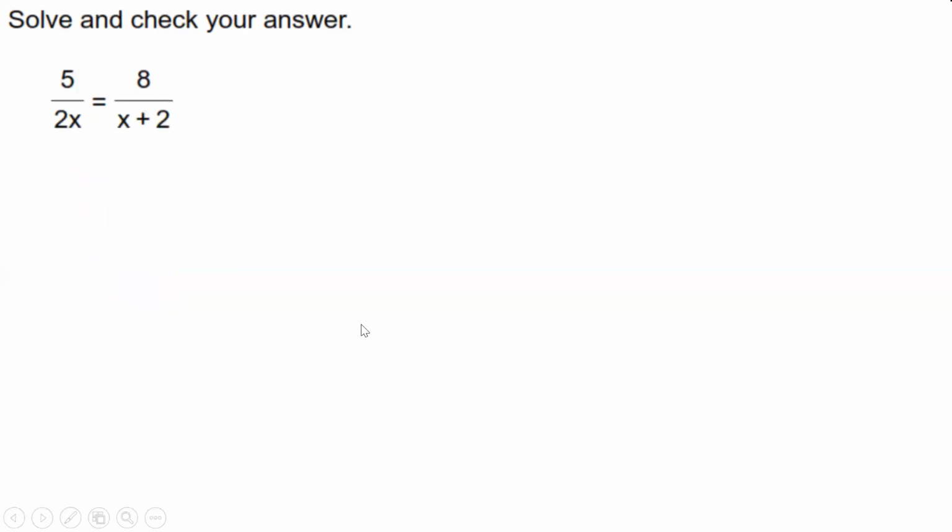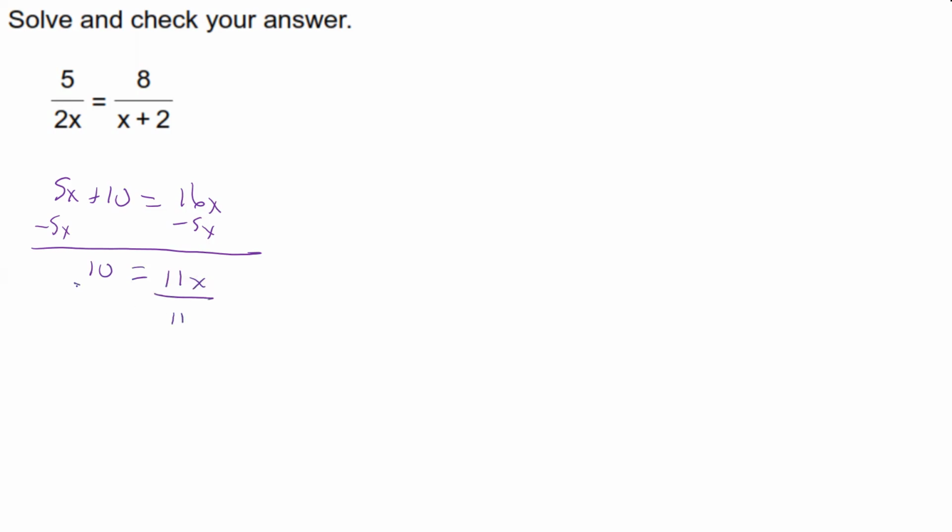All right, so the same thing works here. We don't have a common denominator, so we have to do the cross product. So we're going to take 5 times x plus 2. So we have 5x plus 10 equals, now we'll take 8 times 2x, so that's going to be what? 16x. So if we subtract 5x, we have 10 is equal to 11x. Divide by 11, so x is equal to 10 over 11. And so that would be our solution.